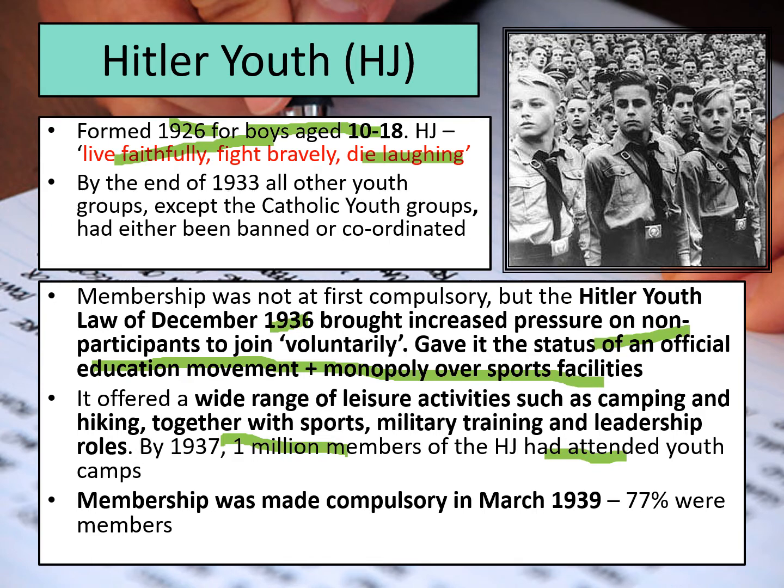By the time we get to 1939, the Nazis had made it completely compulsory. However, not every single member of the youth went to the Hitler Youth meetings, and actually only 77% were formal members of the Hitler Youth by the time we get to 1939.